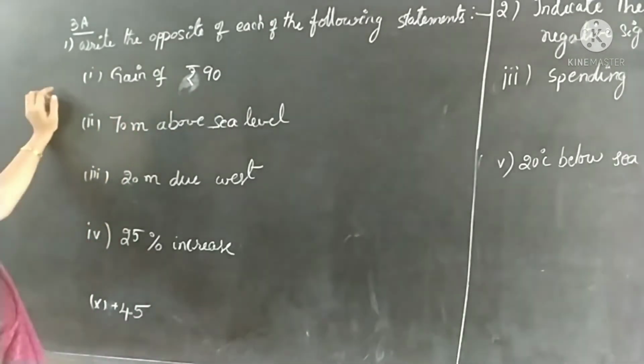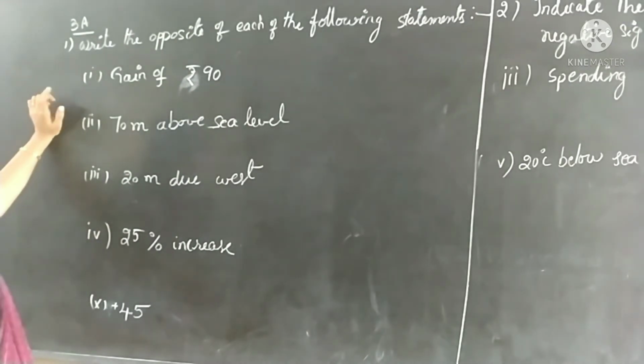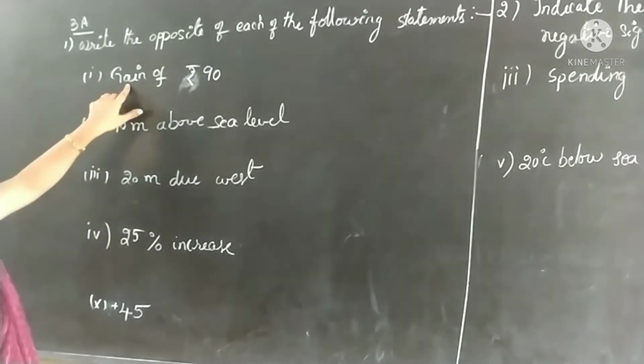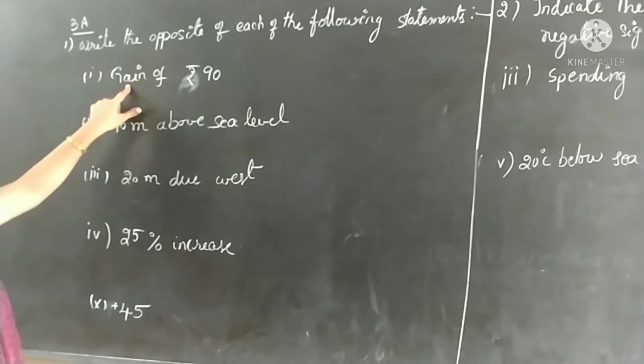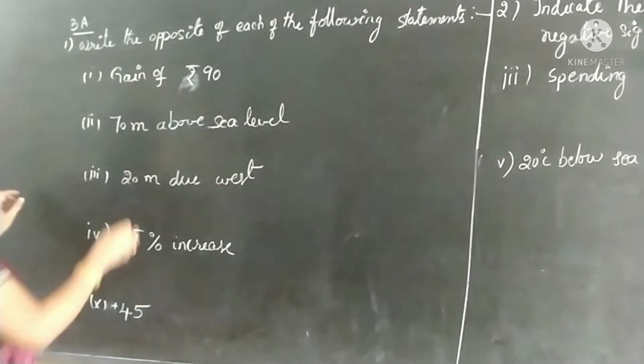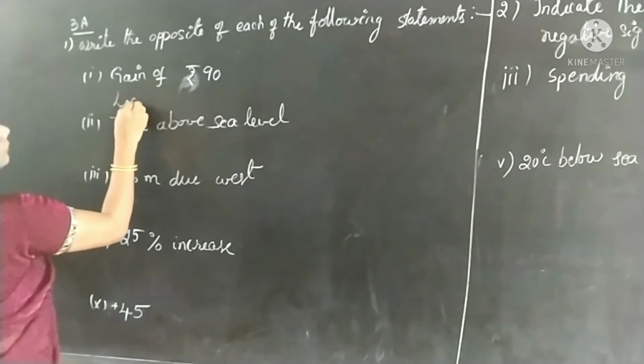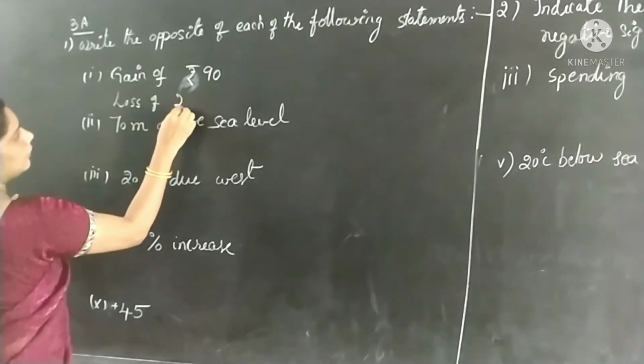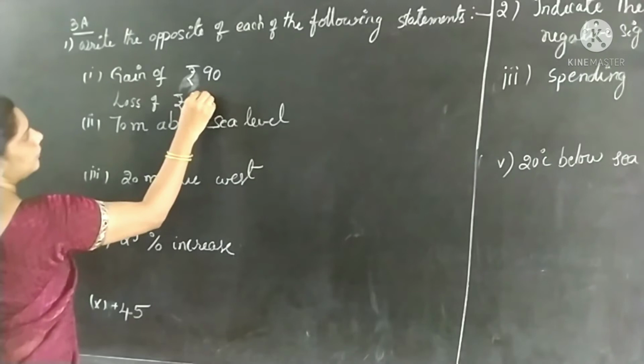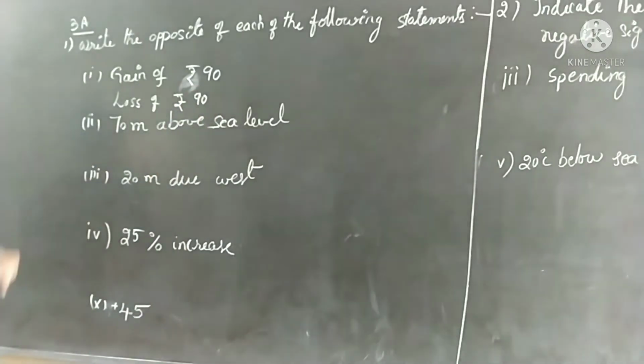Now see, gain of rupees 90. So what is the opposite of gain here? Loss. Write down loss of rupees 90.